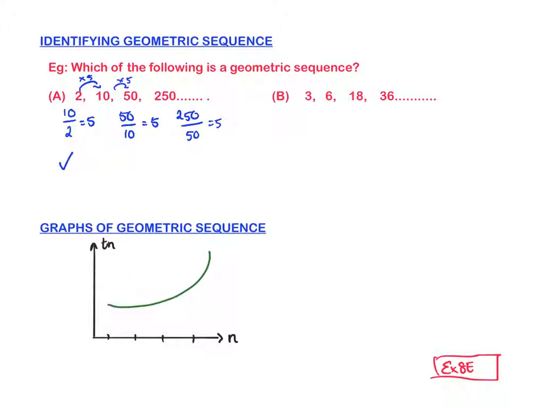If you look at the next one, if we test this one out, if we have 6 divided by 3, we get 2. But if we have 18 divided by 6, we get 3. So these ones it's not the same. So that one is not a geometric sequence.